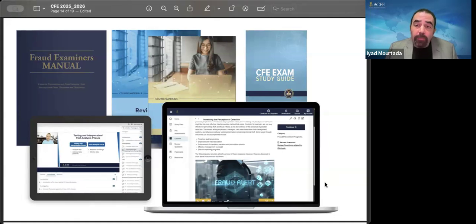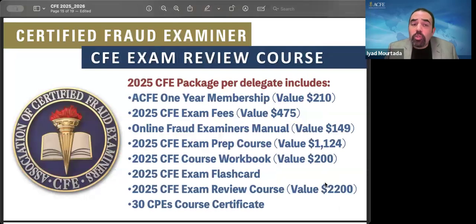So everything is covered. And once you finish our course, you are going to get 30 CPEs certificate for attending the course. So you have access to everything for you to prepare and study and be able to clear the CFE exam in a simple and easy way. And this is the full package you are getting.